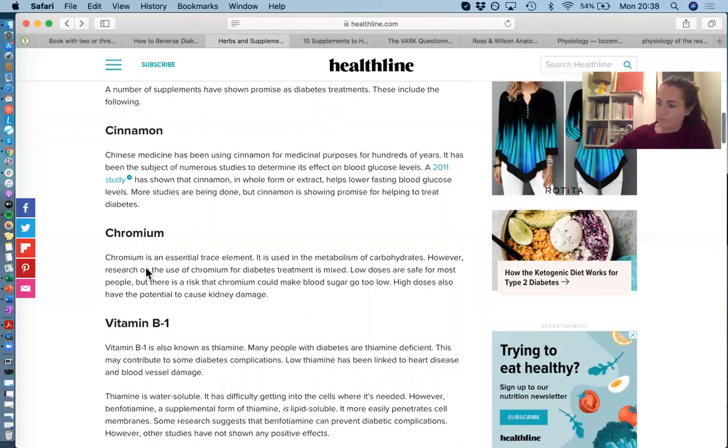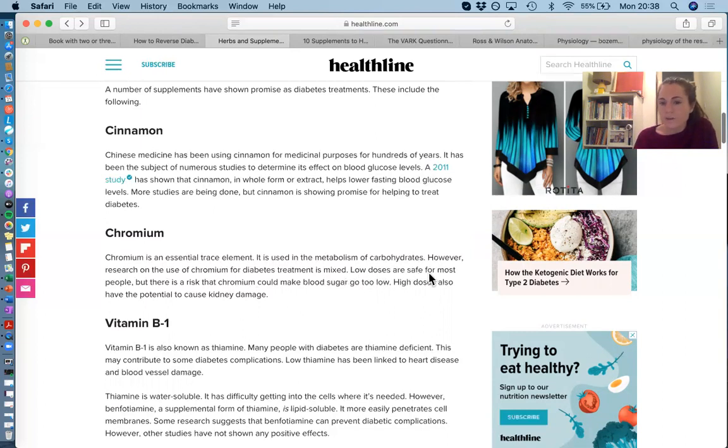So chromium is an essential element. It's used in the metabolism of carbohydrates. However, research on the use of chromium for diabetes treatment is mixed. After this statement there should be a reference, because whoever has written it is saying research has shown that it's mixed. We, the reader, want to be able to go in and look at that research. So this is really poor that it hasn't been cited.